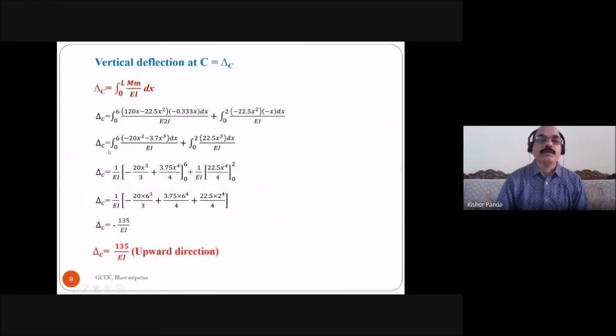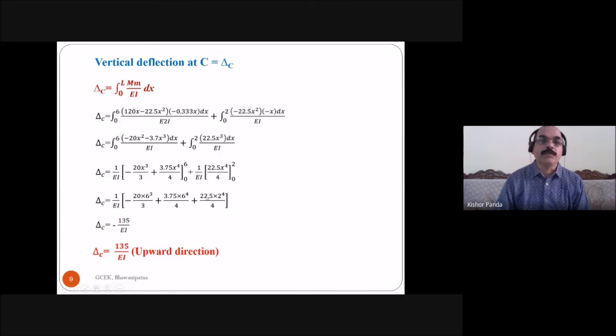Then you find out the deflection at C. This is equal to integration 0 to 6 of minus 20x square minus 3.75x cube, dx by EI, plus integration 0 to 2 of 22.5x cube dx by EI. After integration of this expression, delta C is equal to 1 by EI times minus 20x cube by 3 plus 3.75x to the fourth by 4, from 0 to 6, plus 1 by EI times 22.5x to the fourth by 4, from 0 to 2.